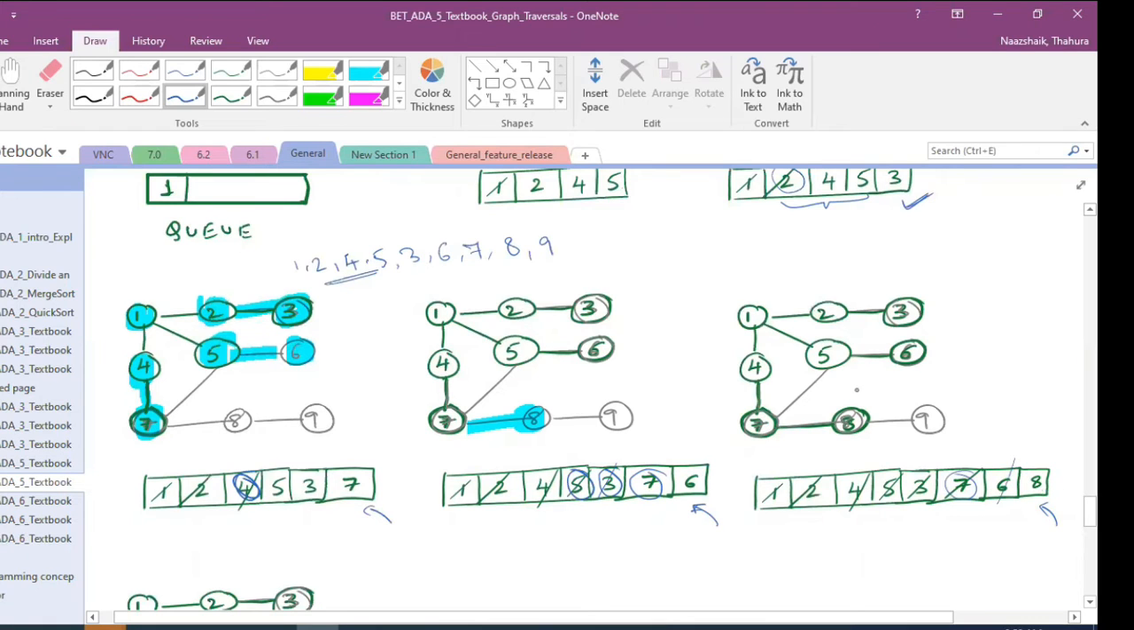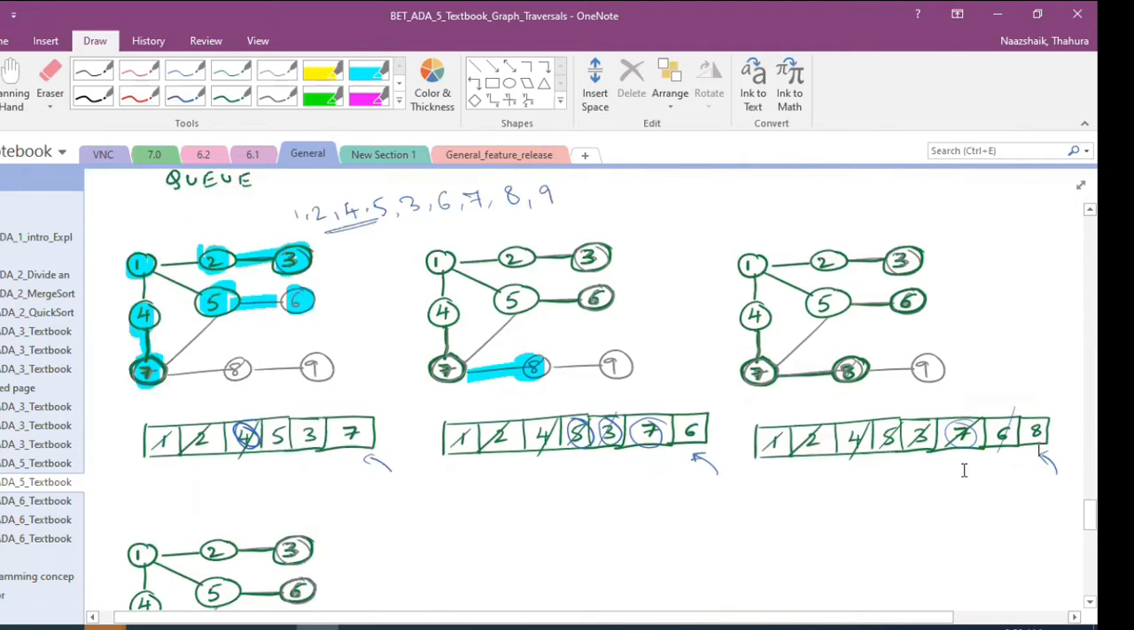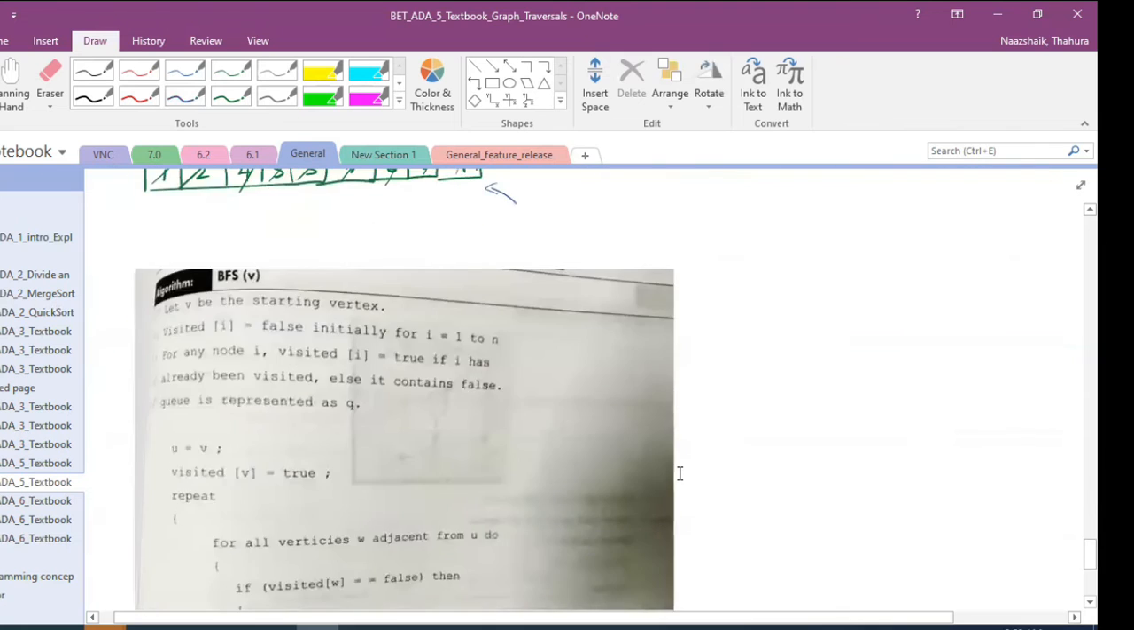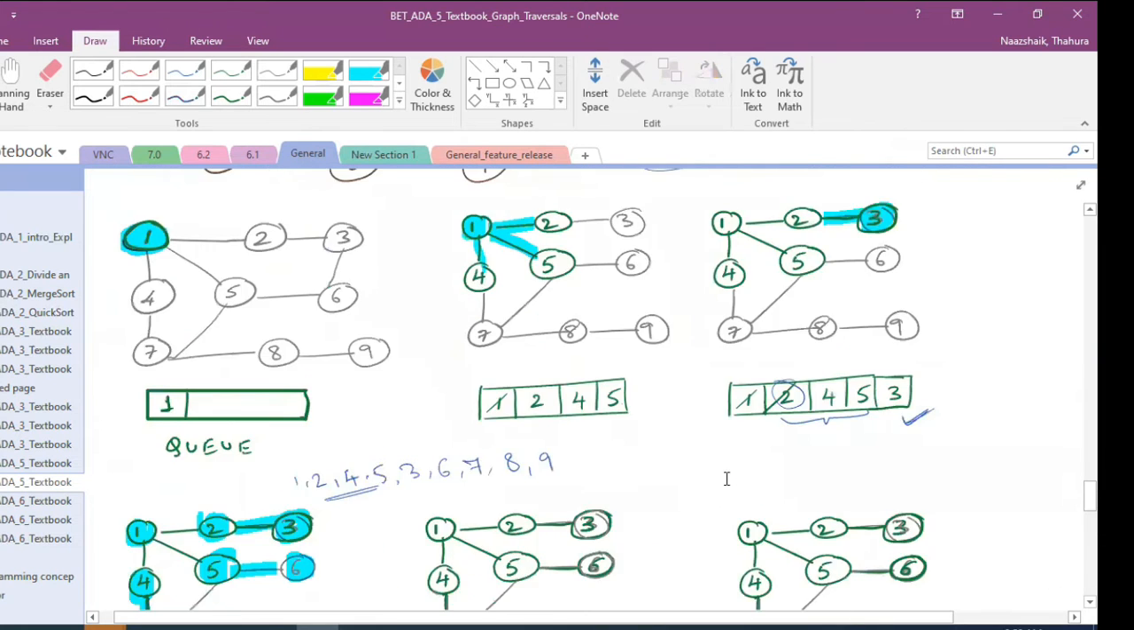Anything coming out of 8? No. 9 was already there, right? So 9 is coming out of 8, so you go ahead and add 9. You finished 8. And anything coming out of 9? No. So finally you will finish this also. So let me take one more example and do it for you.